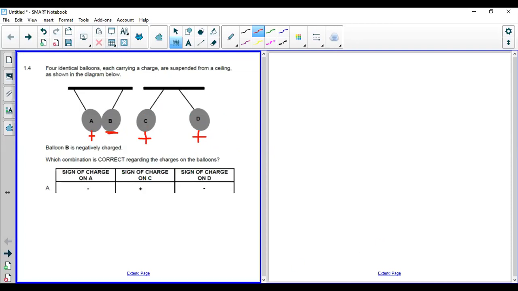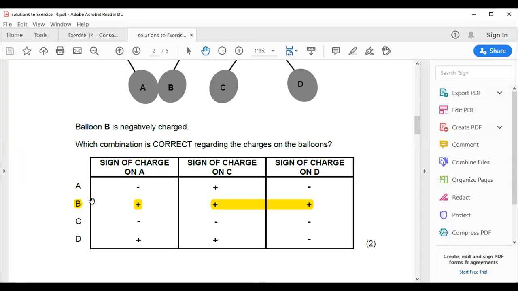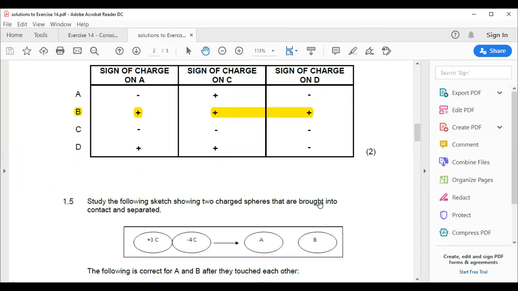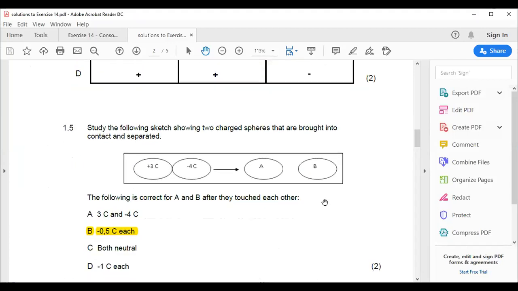Then we'll go back to the question. We check which one is the correct answer. Our answer, that is all positive charges, it's your B. A is positive, C is positive, D is positive. So your answer is B. The other ones are incorrect. Then we move on to the next one.